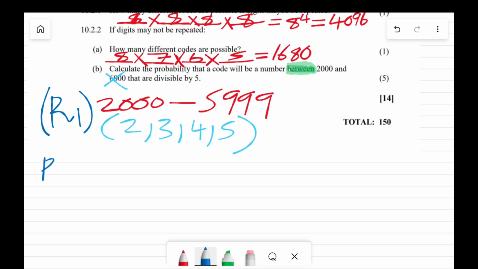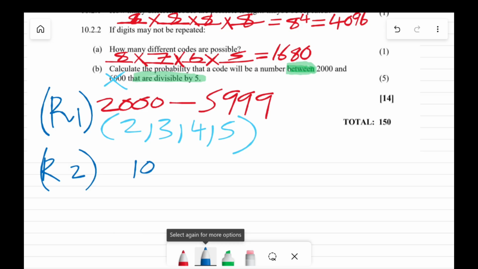Let's go to restriction number 2, guys. They said that the number should be divisible by 5. We know that any number that ends with a 0 is divisible by 5. For example, I can take a 10.